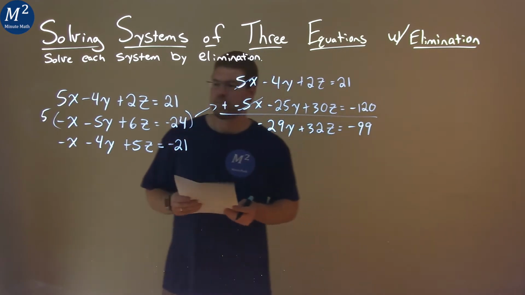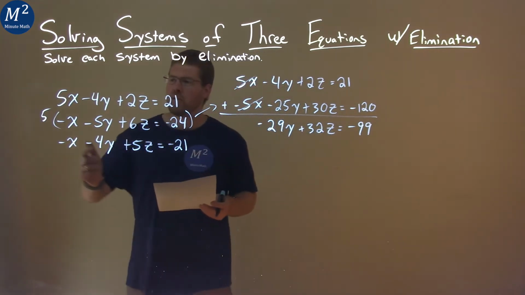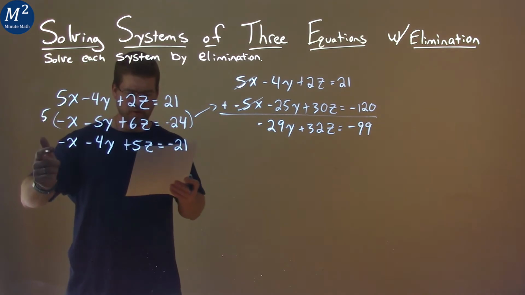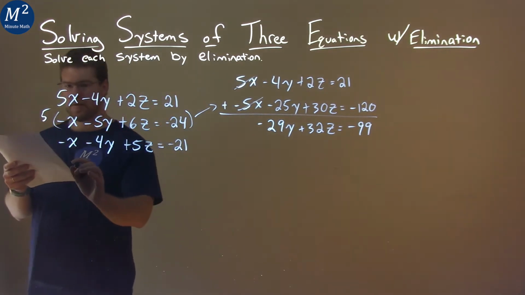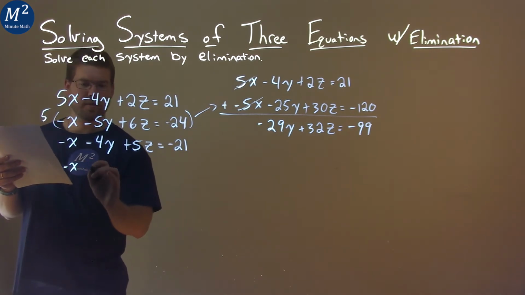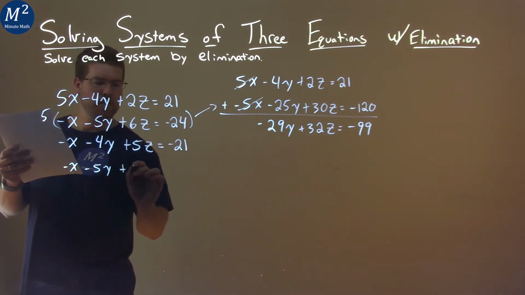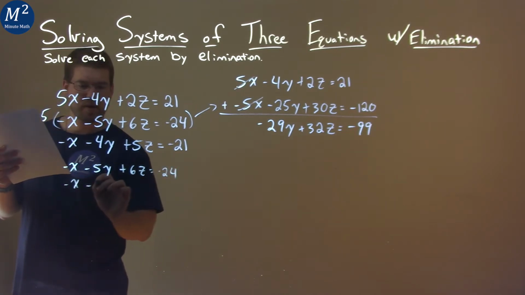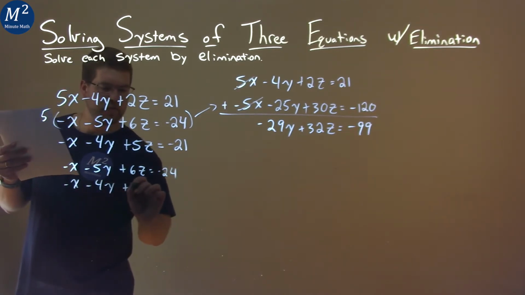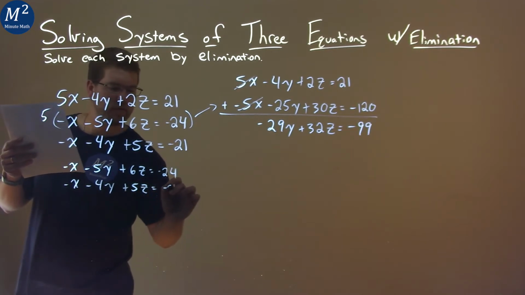So from here, what else can we do? Well, these two equations, if we subtract them, we'll eliminate the x as well, which is great. So I'm going to rewrite that here so we have a little more space. Negative x minus 5y plus 6z equals negative 24. And negative x minus 4y plus 5z equals negative 21.